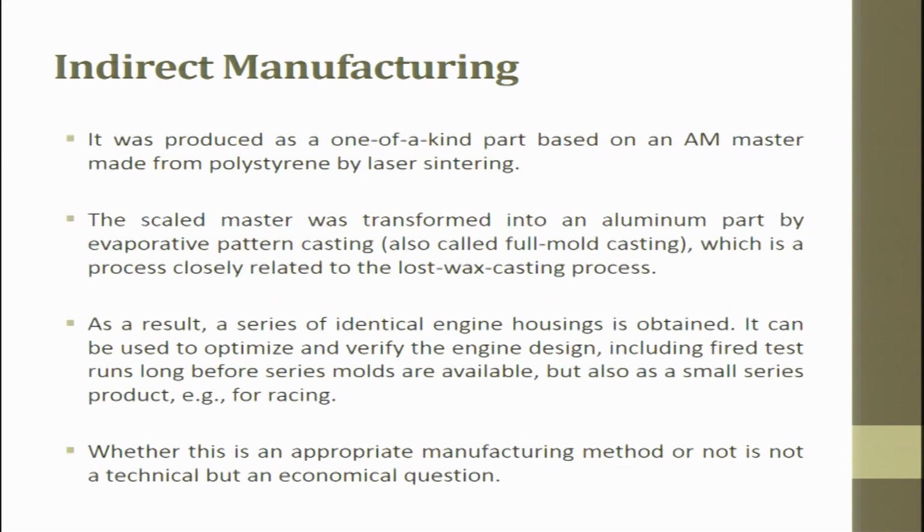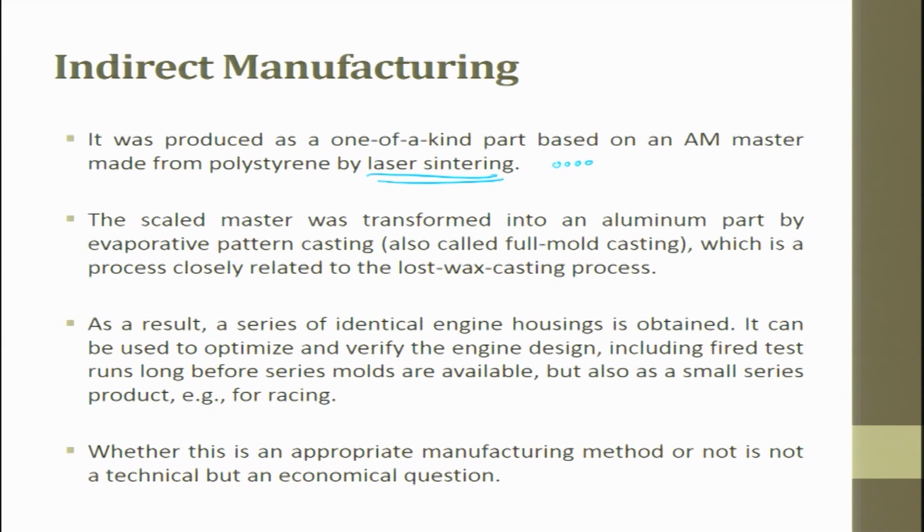So, indirect manufacturing was produced as one of a kind part based on an AM master made from polystyrene by laser sintering. So, we will see later what is laser sintering process, but we just note down this word as laser sintering process. So, laser sintering is you are using powder as the starting material and these powders are glued to each other by using heat source, and this heat source is nothing but laser.